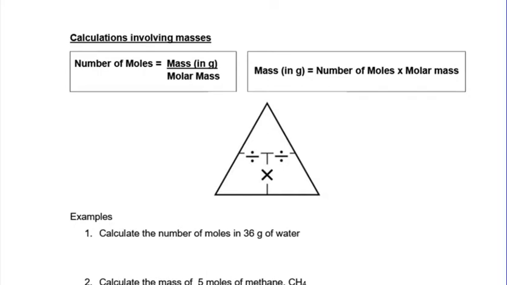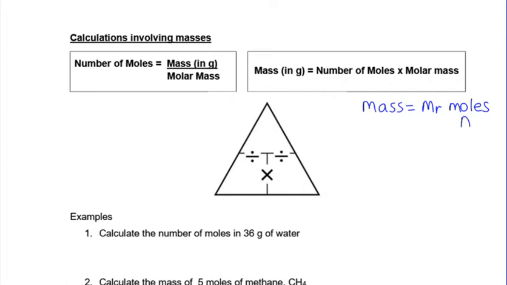Now if it helps, you can remember a little phrase: mass is Mr moles. And if you remember Mr moles, that's going to remind you how to create this triangle. Now the symbol for moles in chemistry is not an M because that's mass. The symbol for moles is N, number of moles. Okay, so we have an N for moles.